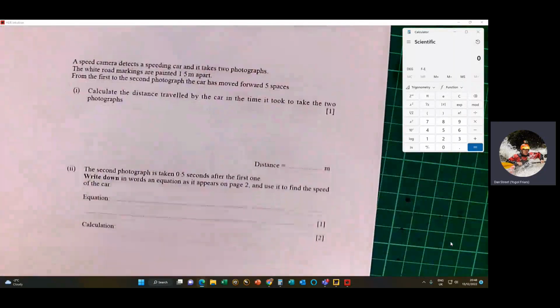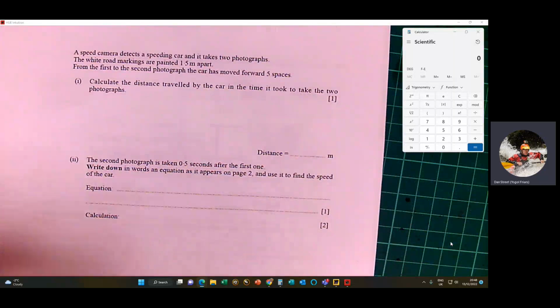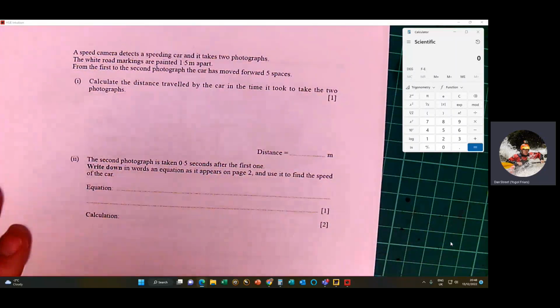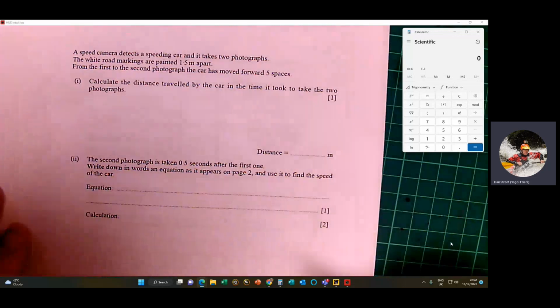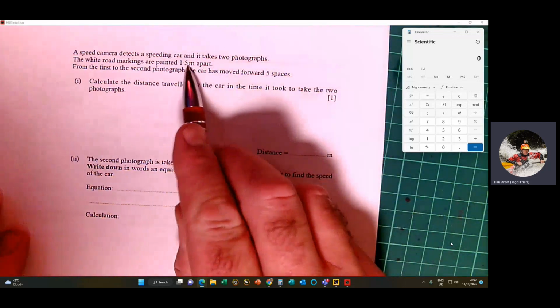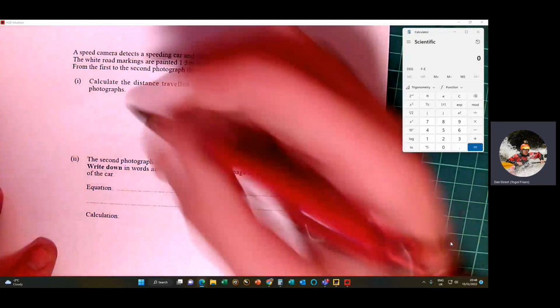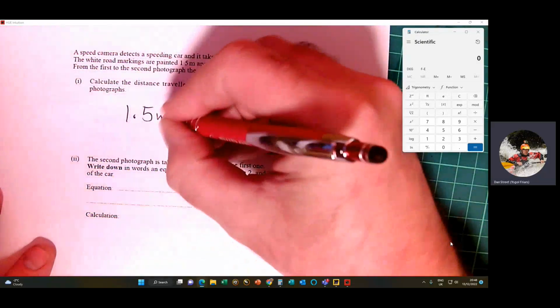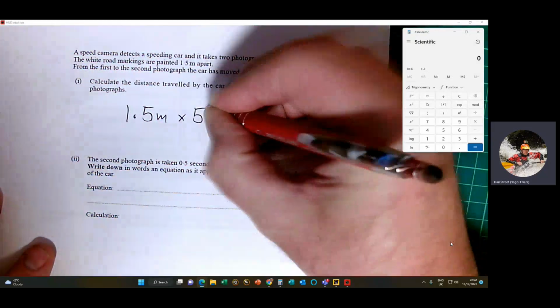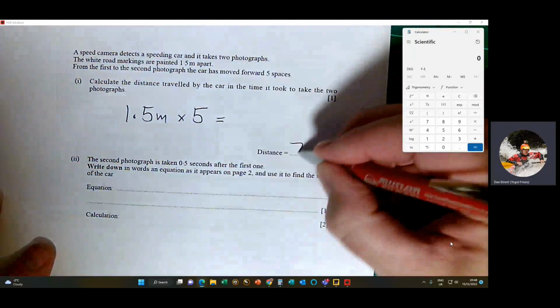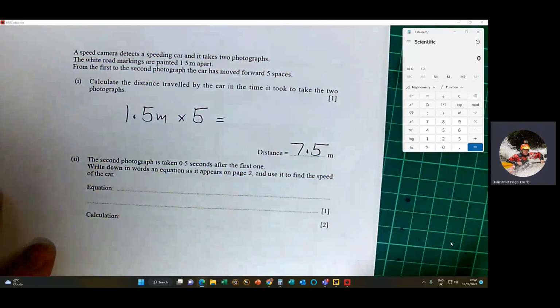A speed camera detects a speeding car and takes 2 photographs. The white road markings are painted 1.5 meters apart. From the first to the second photograph, the car has moved forward 5 spaces. Calculate the distance travelled by the car in the time it took to take the 2 photographs. So we've got each space is 1.5 meters apart, and there are 5 of them. So 1.5 meters times 5 is 7.5 meters. So the car has travelled 7.5 meters.